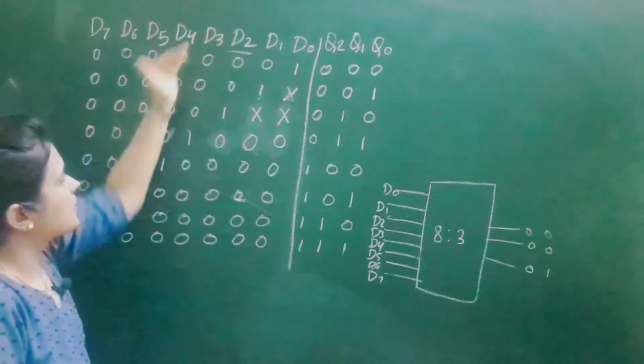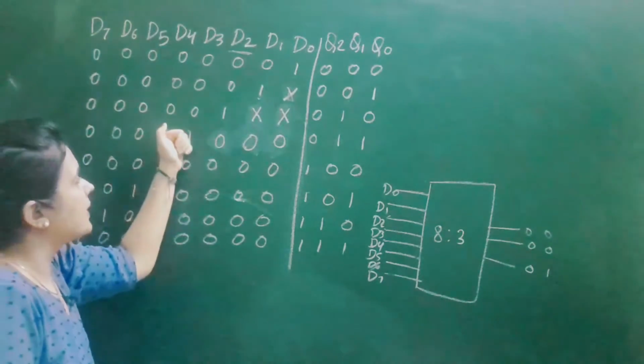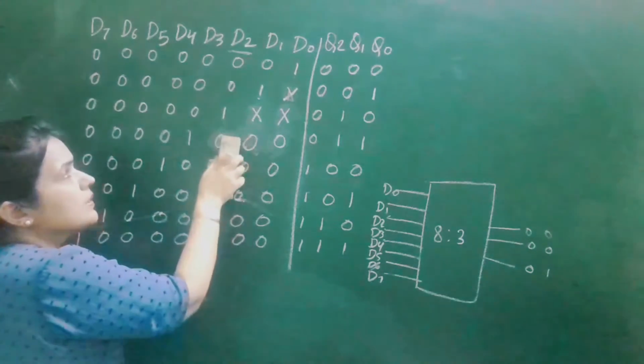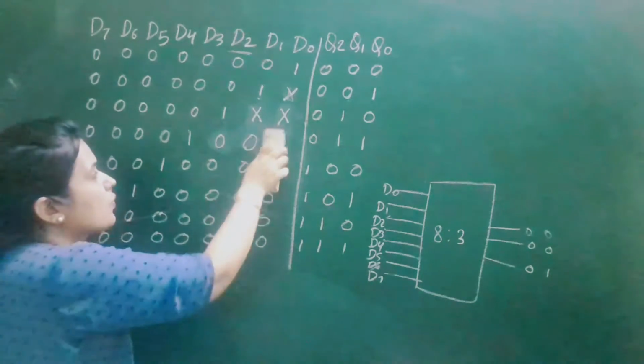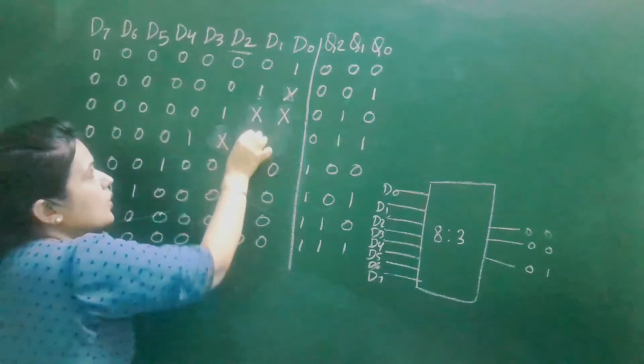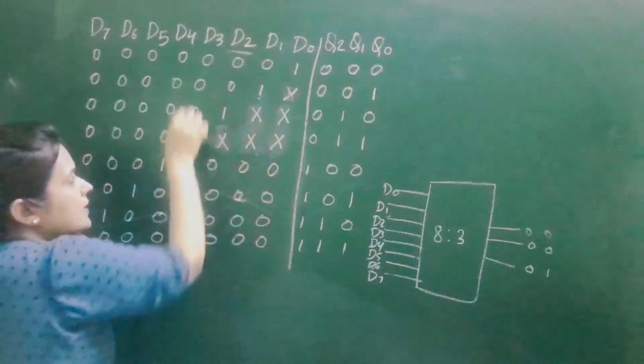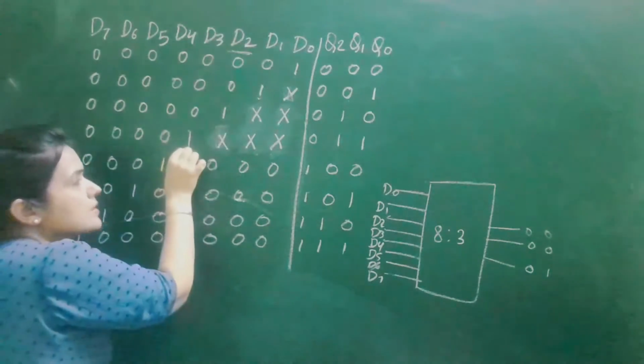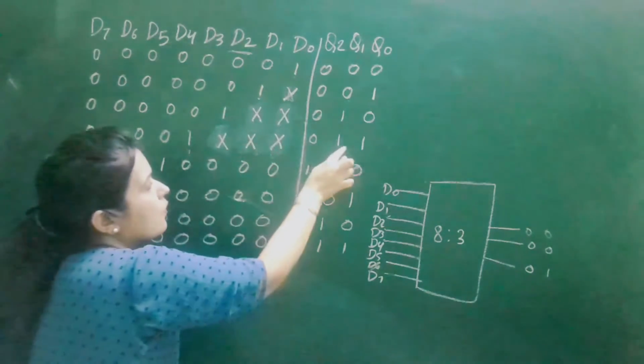When D3 has value 1, when D3 is high, in that case whatever may be the value of D2, D1 and D0, we have to ignore these inputs when D3 has value 1. When D3 is high, the output will be 0, 1, 1.